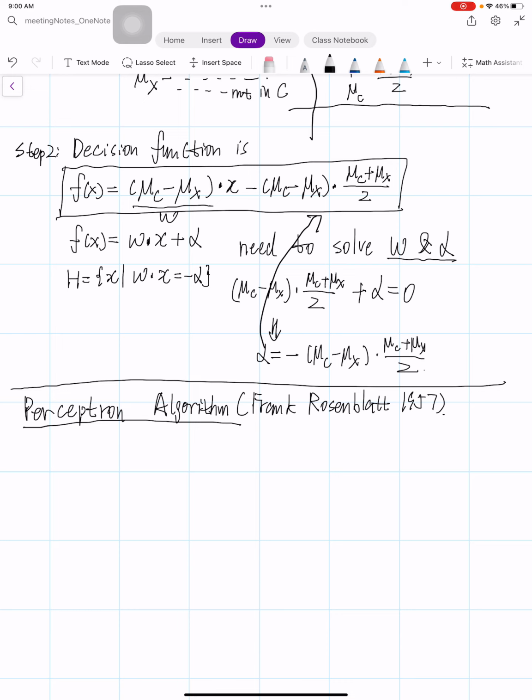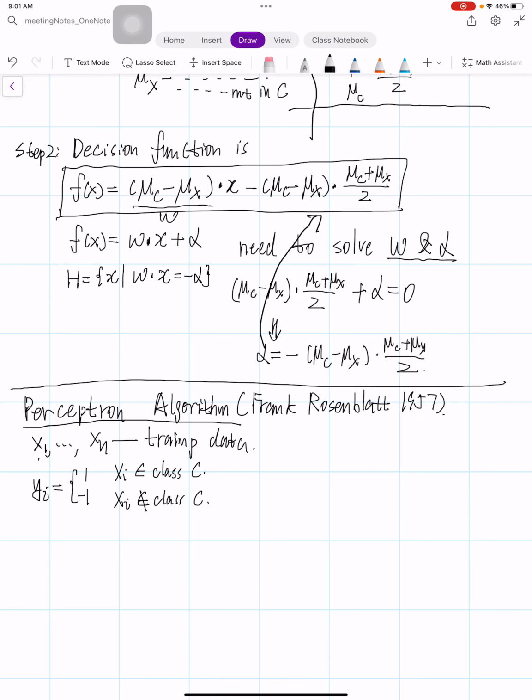Consider sample points. Suppose x1 to xn is our training data set, and we have labels on the training data. For each data point, yi equals 1 if xi belongs to this class C, and -1 if xi does not belong to class C.